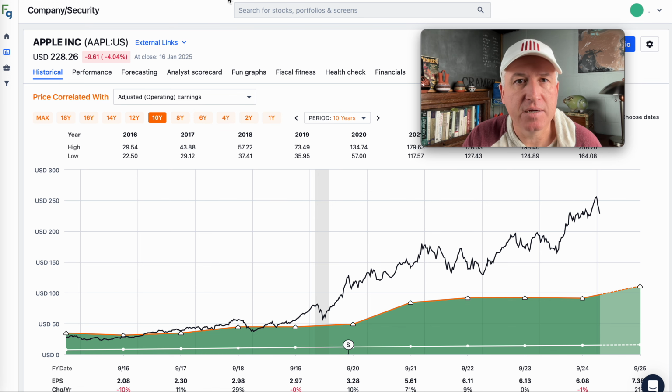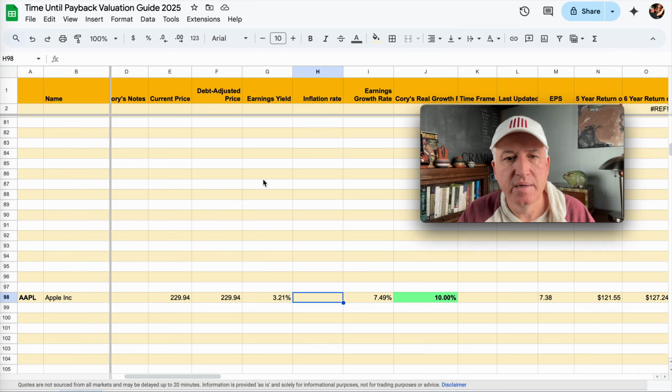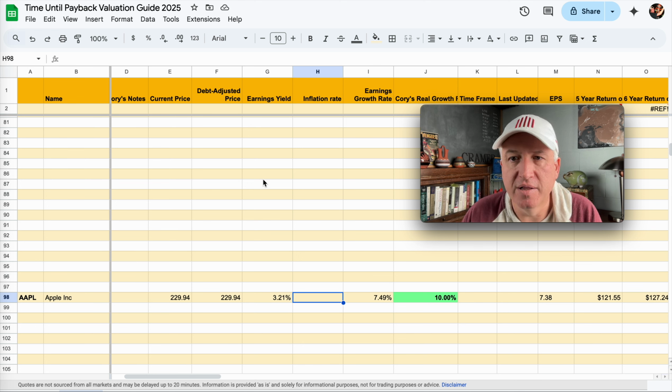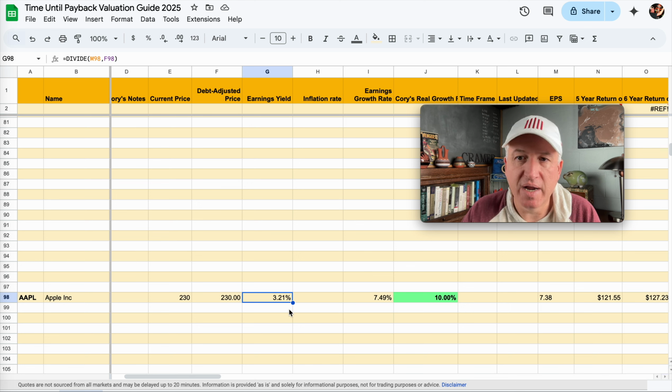Okay, so let's get to the actual valuation. What we want to know is, if we bought Apple, the business, for $100, how long would it take to earn $100? To do that, you need the earnings yield and the earnings growth, and then you can extrapolate that out and figure out how long it would take. So that's what I do here in my spreadsheet. The earnings yield, which is just the PE ratio inverted, the earnings over the price.